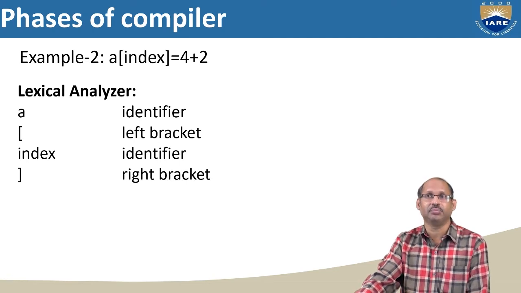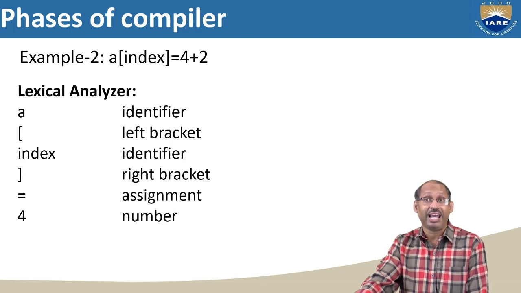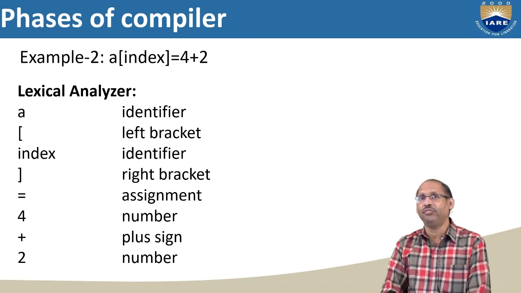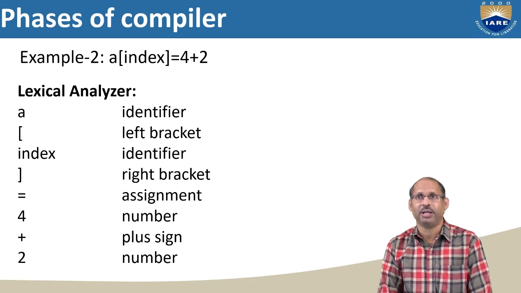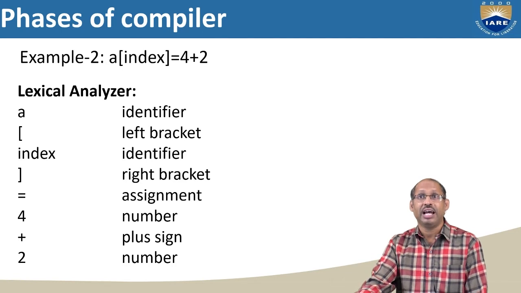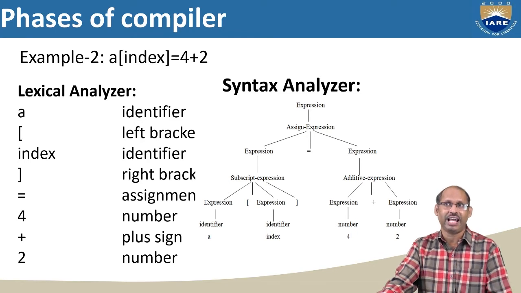Then next lexeme is right bracket. Then next lexeme, assignment operator. Then next lexeme, a number. Then next lexeme, plus sign, addition operator. Next lexeme is a number, right? So here the task of the lexical analyzer is to read the characters one by one, consider them as lexemes and convert them to tokens, and it will be the input to the syntax analyzer.